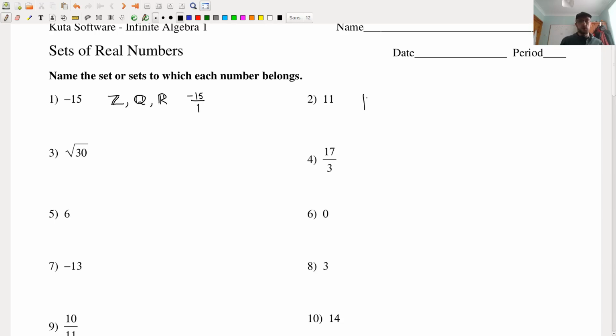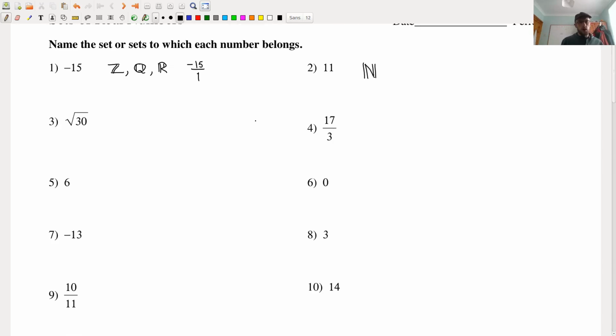11 is a natural number. It's in the sequence 1, 2, 3, 4, 5, ... And of course here I could write N, Z, Q, R, but to save time I'm not going to. What about the square root of 30? Well, the square root of 30, if you type it in on your calculator, you'll observe that it's one of these messy decimals. So it's certainly not a natural number or an integer. But is it a rational number?